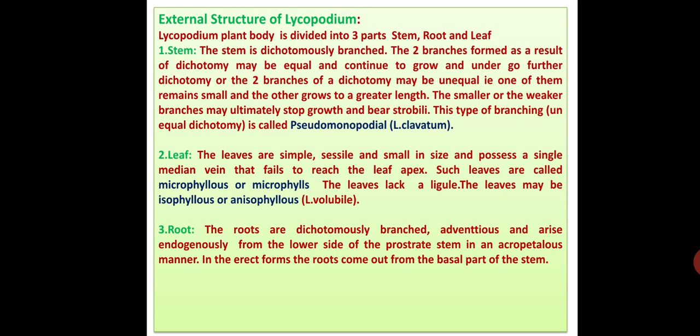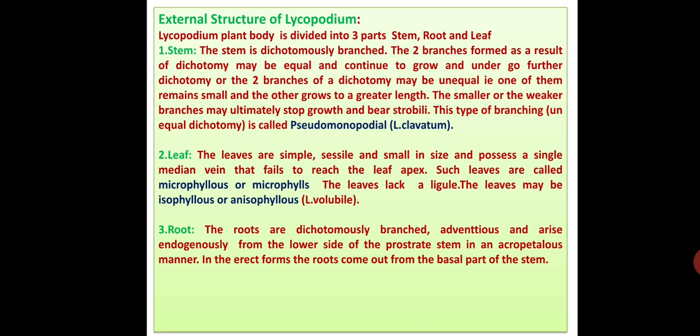The two branches formed as a result of dichotomy may be equal and continue to grow and undergo further dichotomy, or the two branches of a dichotomy may be unequal. That is, one of them remains small and the other grows to a greater length. The smaller or weaker branches may ultimately stop growth and bear strobili or cones. This type of unequal dichotomy is called pseudomonopodial branching. The best example is Lycopodium clavatum.